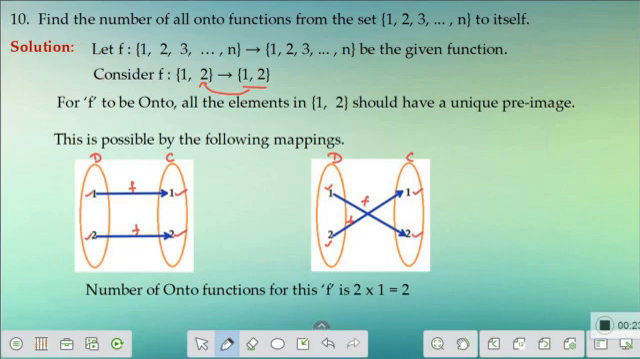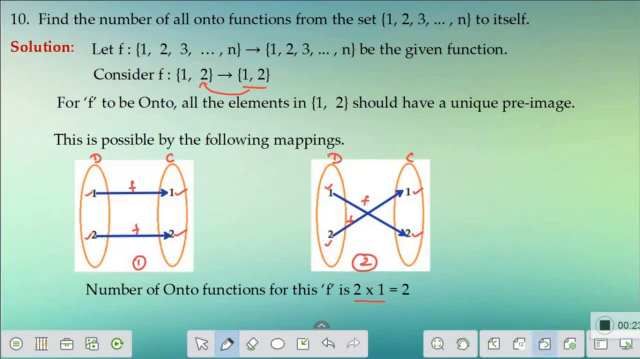Now when I check it, there are 2 ways. This is the first way and this is the second way. I don't find any other way to have represented onto function between the set 1, 2 and the other set 1, 2. So here the number of onto functions for the given function is nothing but 2. I'll put it as 2 into 1 for easy reference.